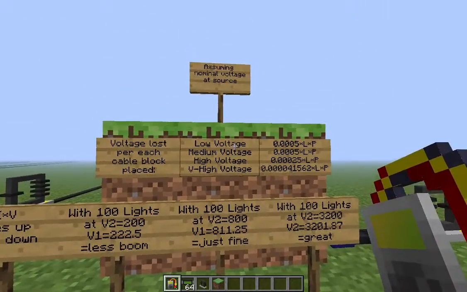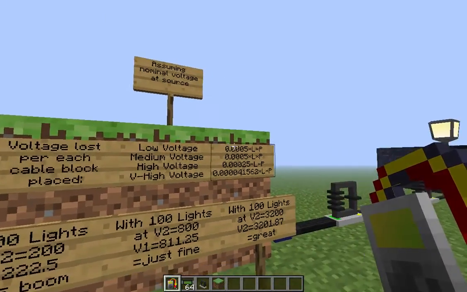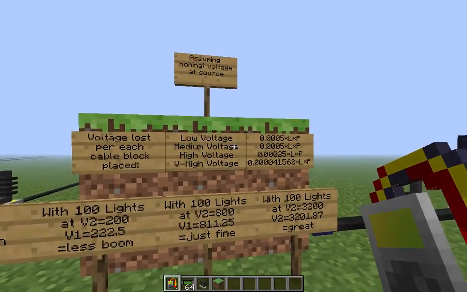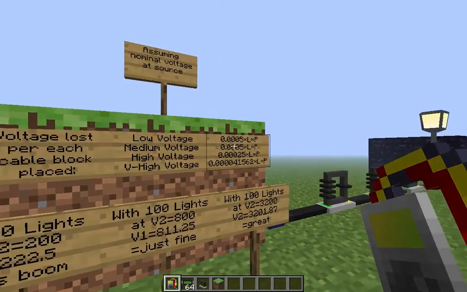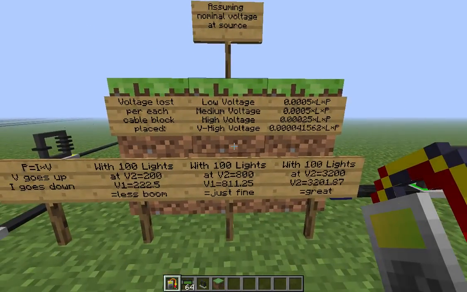Above is a cheat sheet you can use when creating networks. If you want the voltage equal to the nominal voltage of a cable at one point, say you have a 200 volt cable equal to 200 volts at the end of the line, these equations tell you how much of a voltage penalty you're going to get. It's handy to know if you're planning on working with long cable setups or high power networks.